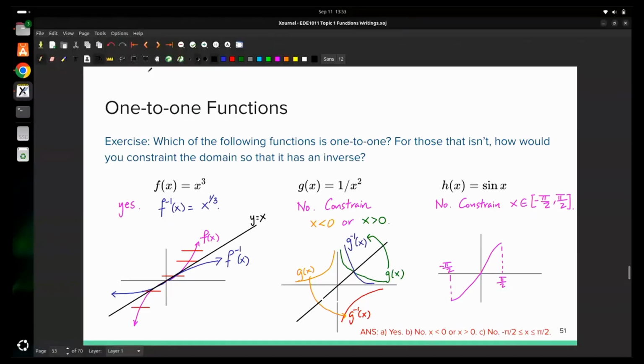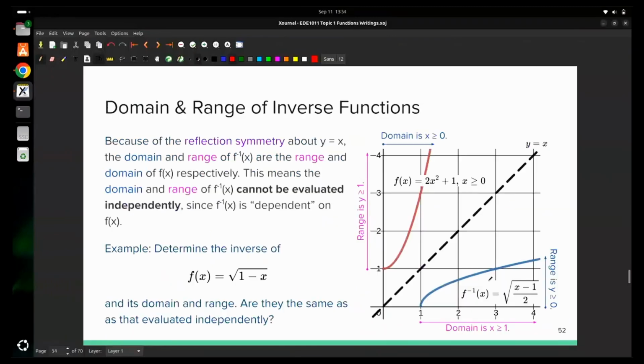Okay, my drawing is a bit lousy, but I think you get the point. So like that it will be passing one to one. Those are the conditions for a function to have an inverse, right? So in many cases, you have to constrain the domain. So then let's talk about the range and domain for inverse functions.